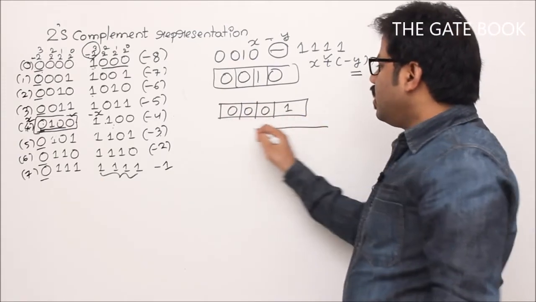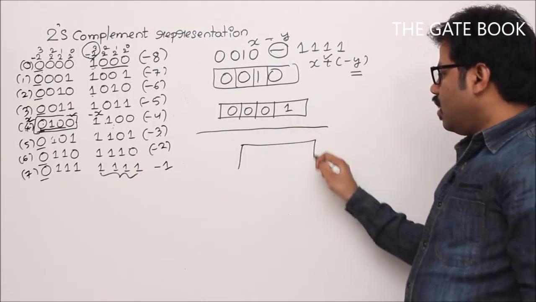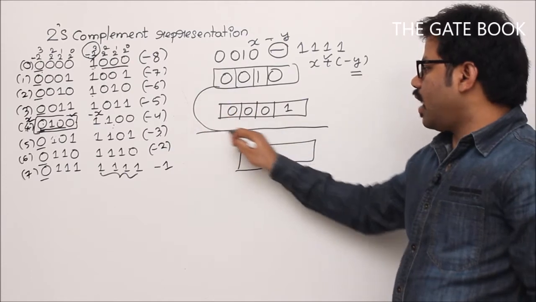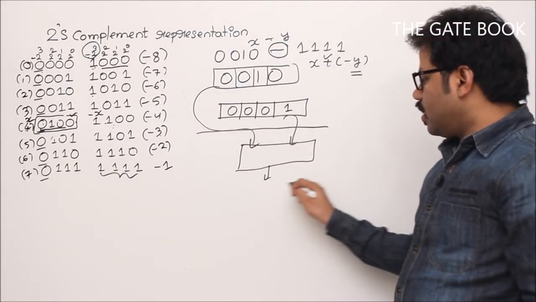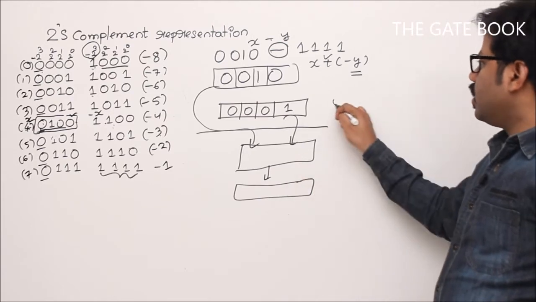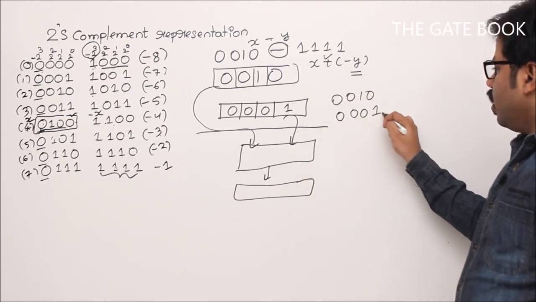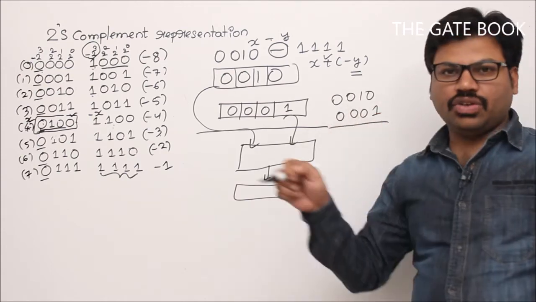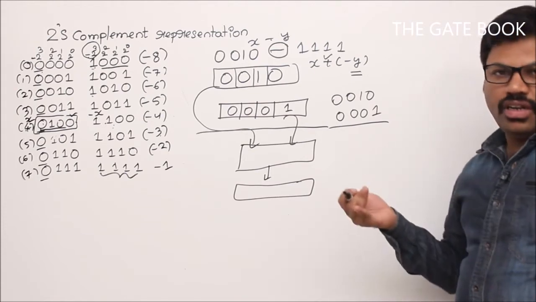Then after that, addition will be done. So there will be an adder circuit. That adder circuit is going to take this as input, this as input. Now it is going to perform the operation, right? Don't worry, I am going to teach you how to design a circuit so that this addition, whatever the operation we are doing, can be done.